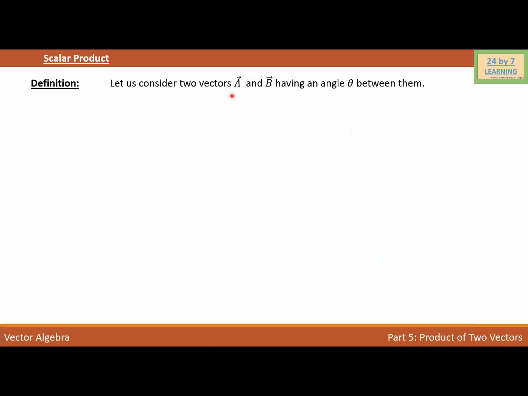Let us consider two vectors A and B having an angle theta between them. In order to explain that, I'm going to draw vector A and B with an angle theta between them. So this is my vector A, this is my vector B, and the angle between these two vectors is this angle, which is theta. Then the scalar product is given as vector A dot vector B is equal to magnitude of vector A times magnitude of vector B times cosine theta.